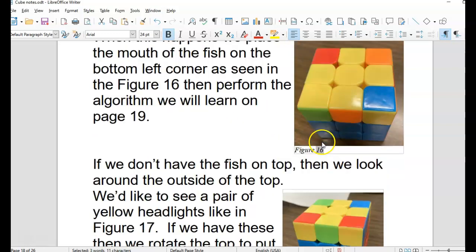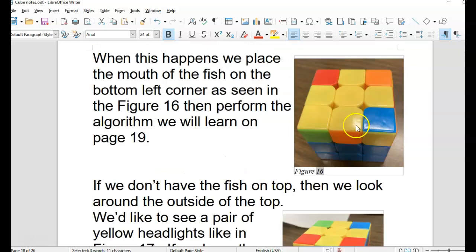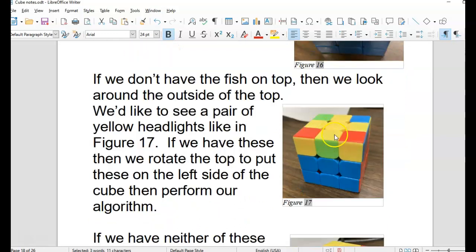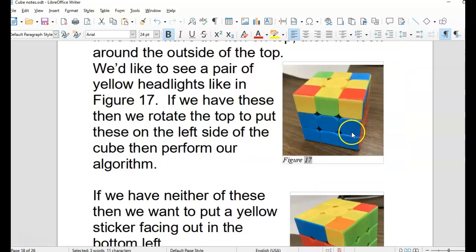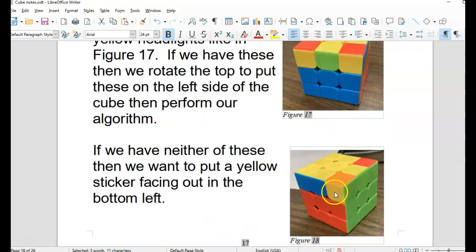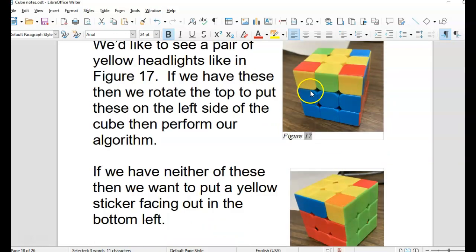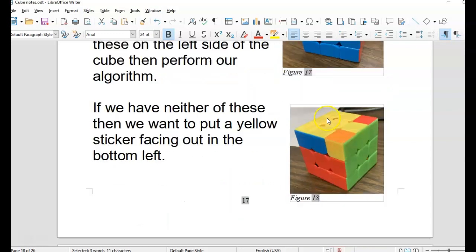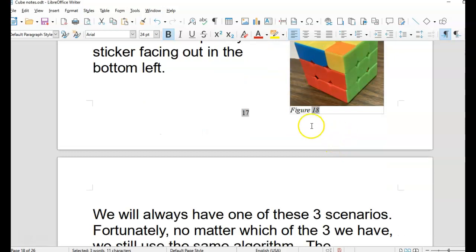They can look a lot different, and there are lots of other possibilities as well. But basically it all comes down to this: we want the fish to face to the left. If we don't have a fish, then yellow on the left. If we only have a single yellow, get it right there. If we have a pair of double yellow on the same side, get those on the left. Okay, so that's the idea there.